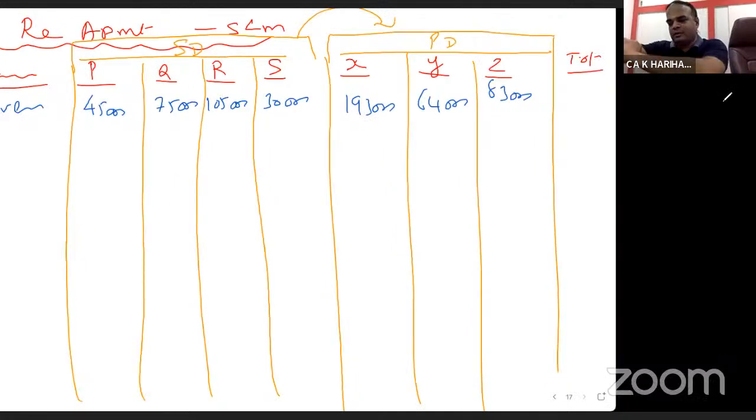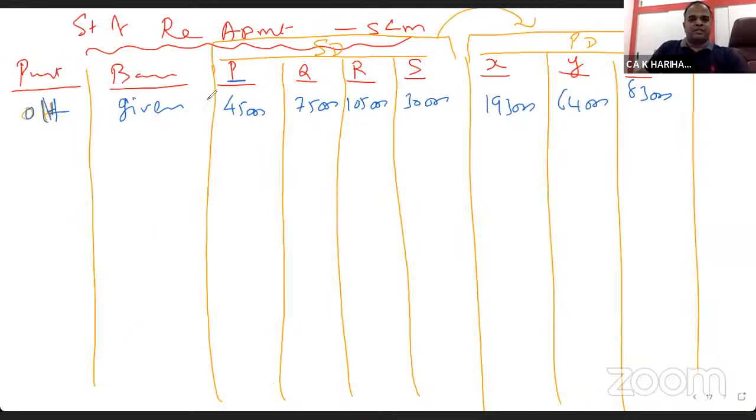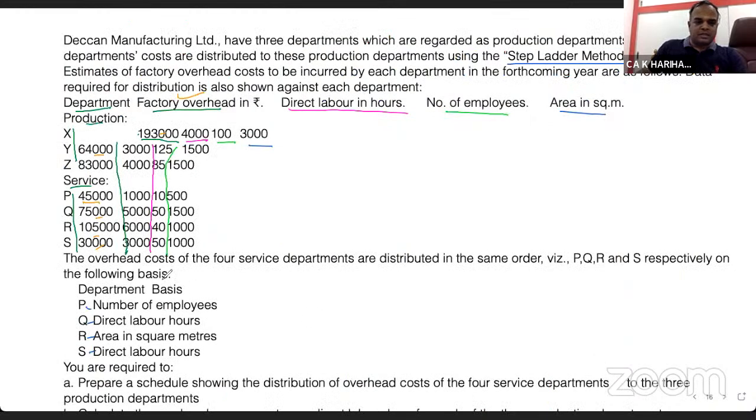Okay. Now, we have to transfer the service departments to the production departments. The first service department, P. P's expenses we are going to apportion. The expense of P comes to 45,000. On what base do you have to apportion P's expenses? Basis of apportionment given: department P, number of employees. Number of employees comes to how much? 10, 50, 40, 10, 125.